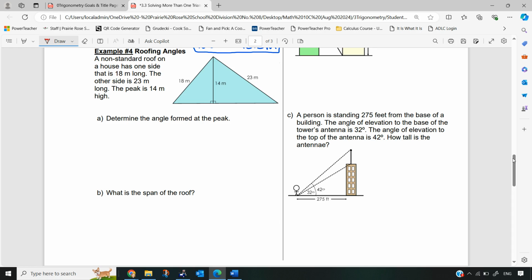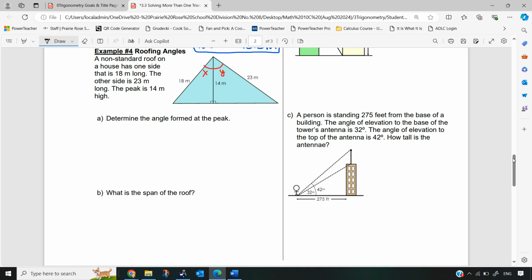Example 4, we're told that a non-standard roof on a house has one side that is 18 meters long and the other side is 23 meters long. The peak is 14 meters high. We're first asked to determine the angle formed at the peak, so that's going to be both of these angles combined. In order to do that, we're going to have to find the angle formed between 18 and 14 and the angle formed between 14 and 23.